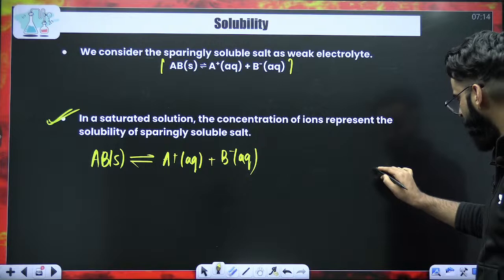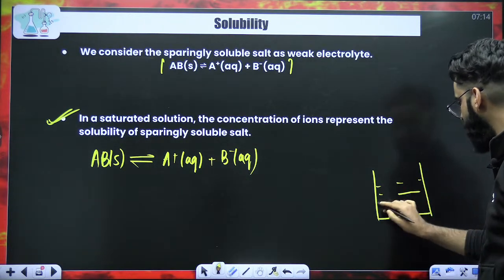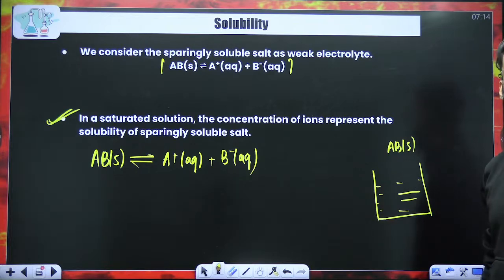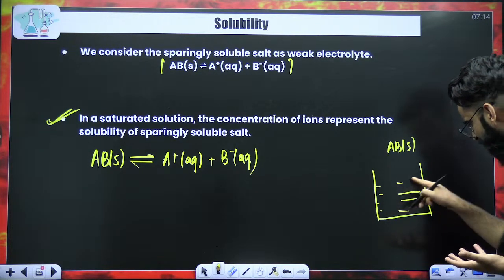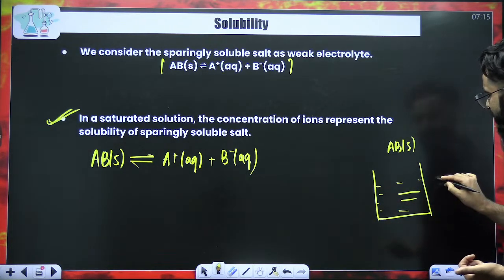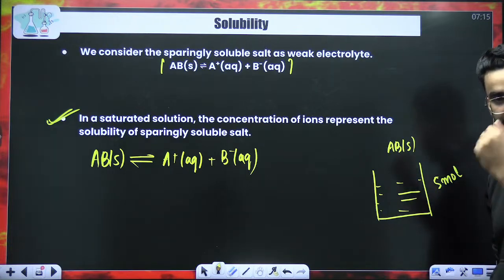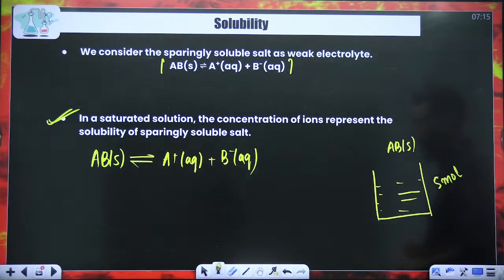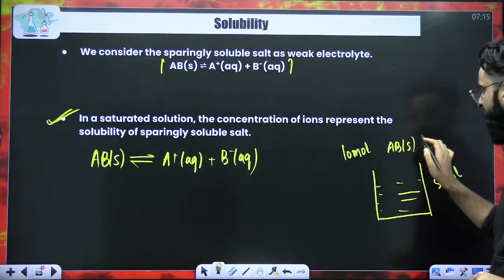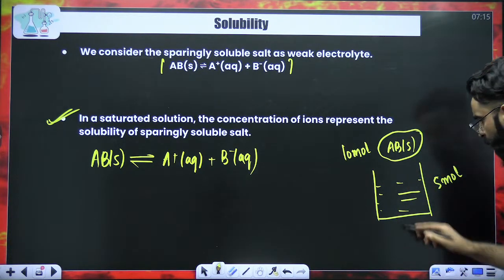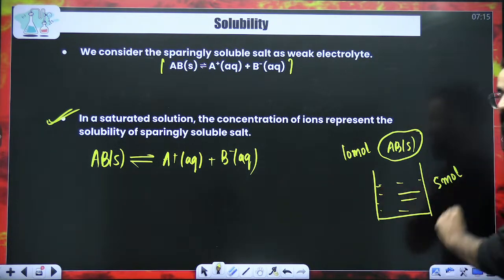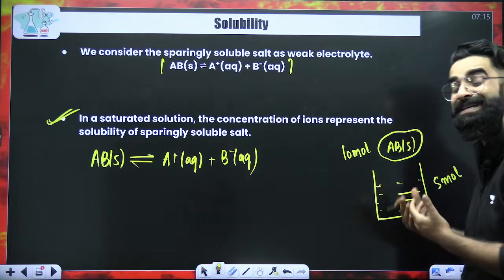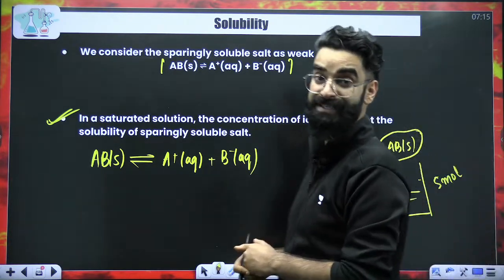For example, you have got water in this container, and you are going to introduce AB solid in this water. Let's assume there are definitely spaces between water molecules, and these spaces can accommodate a maximum of 5 moles of salt. So for example, if I'm introducing 10 moles of AB in this container, out of 10 moles only 5 moles can be accommodated between the spaces. And those 5 moles which get accommodated will be present in the form of ions.